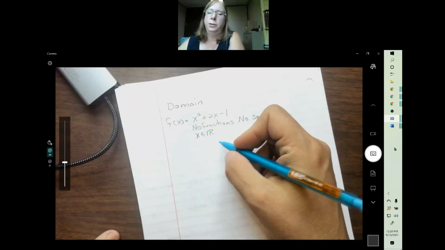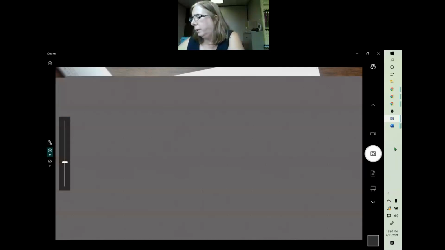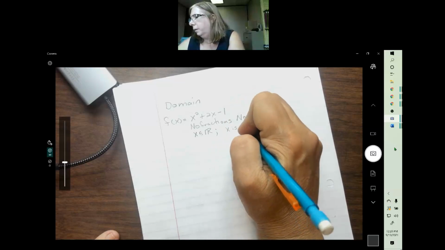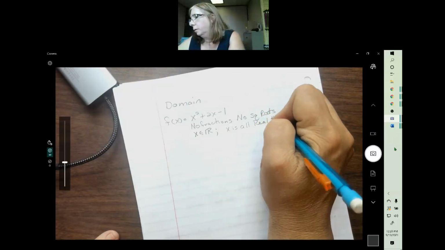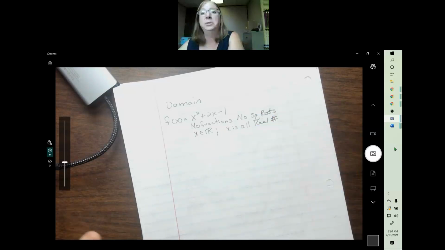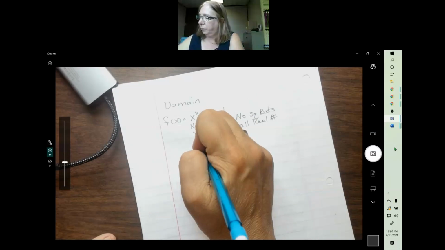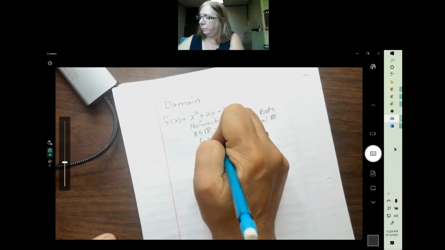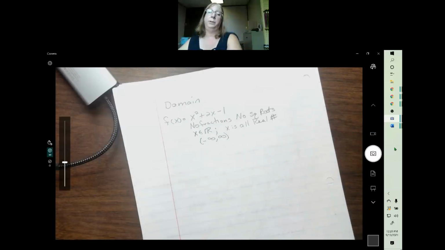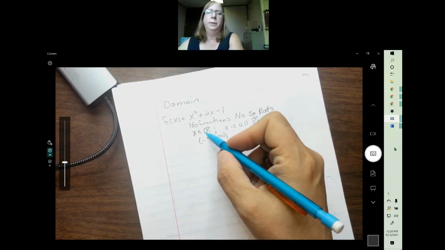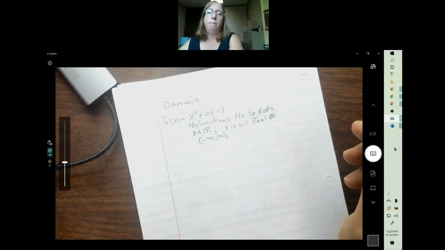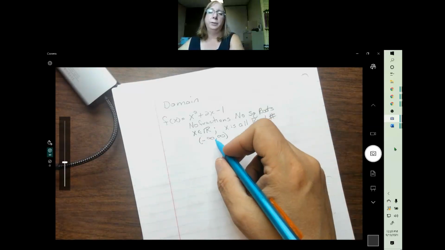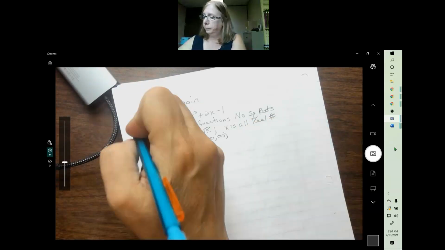You don't have to use this terminology since we haven't done a lot of it yet. You can just put X is all real numbers. You could just put all real numbers. And if you learned it as negative infinity to positive infinity, that will work too. I prefer this or this, but there's times when we'll use this.